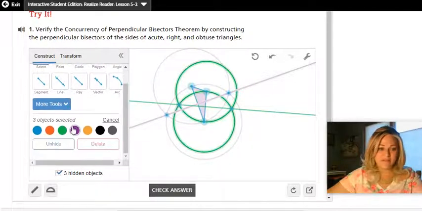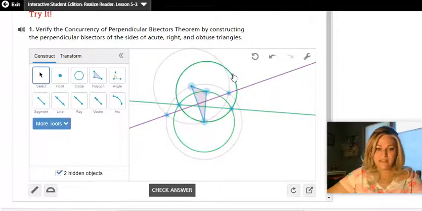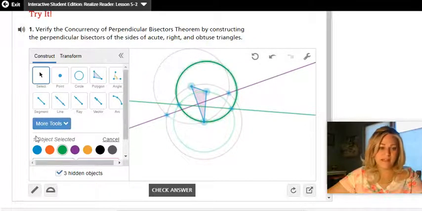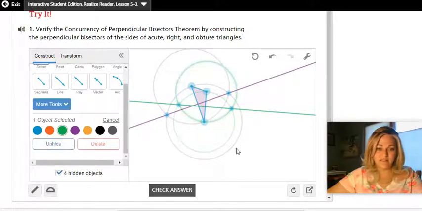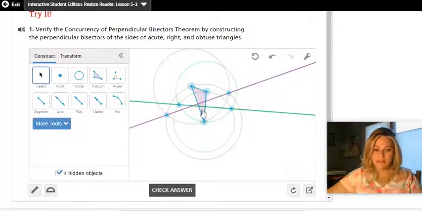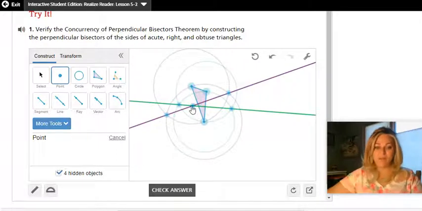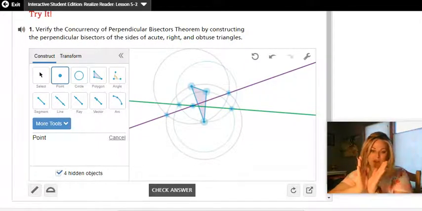I'm going to hide those. Oh, I'll just unhide everything actually. Unhide. And then I'm going to hide these circles. Hide that circle. There we go. Hopefully you can see the green line and this purple line. They have a point right here. Now that point is the point of intersection where the two perpendicular bisectors meet.